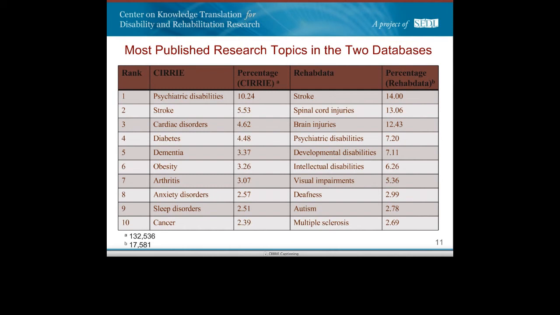Others do not. For example, spinal cord injuries rank second in Rehab Data, but is not among the top 10 in SERI. Dementia is high in SERI, but is not among the top 10 in Rehab Data.